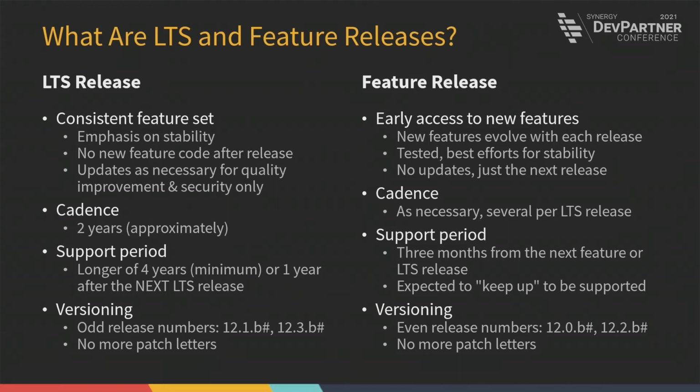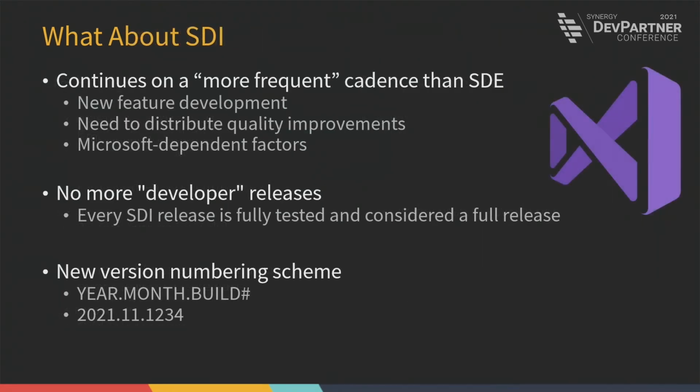And the versioning scheme within the feature releases will be even build numbers. So the LTS releases will be 12.1, 12.3, 12.5. The feature releases between them will be 12.0 leading up to the 12.1 feature release, 12.2 leading up to the 12.3 feature release, and so on. It's a very similar scheme that we used to use for our beta releases back in the day when we had formal beta test programs. The even numbers were always the beta tests.